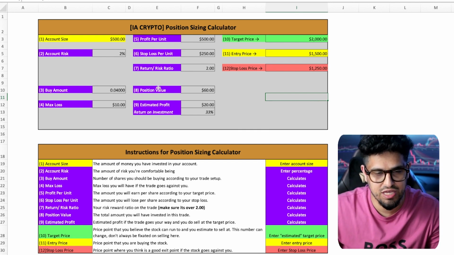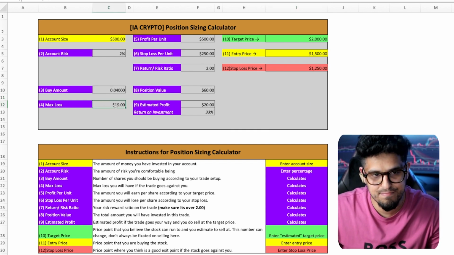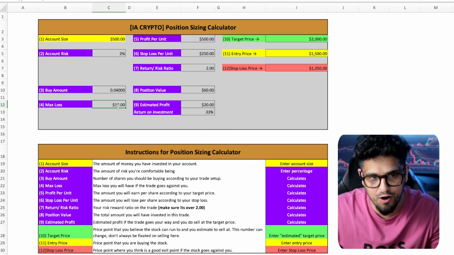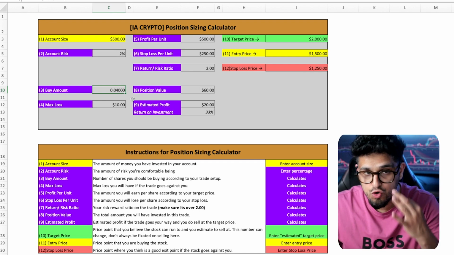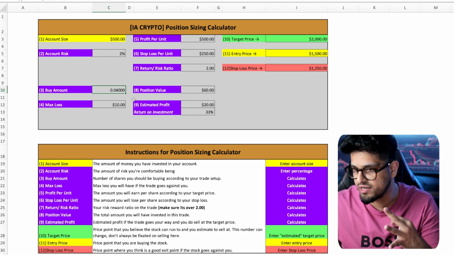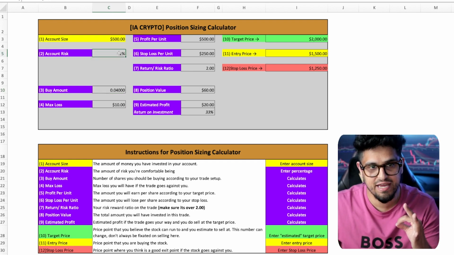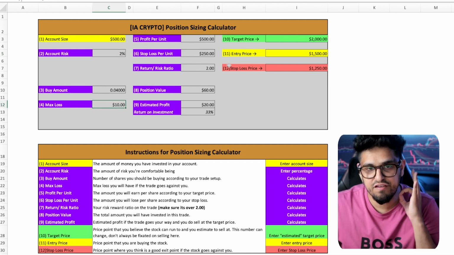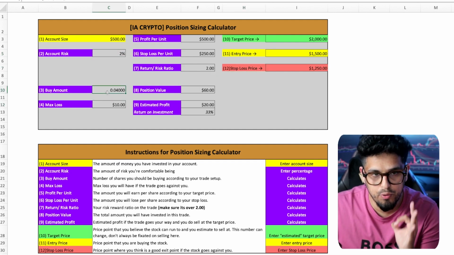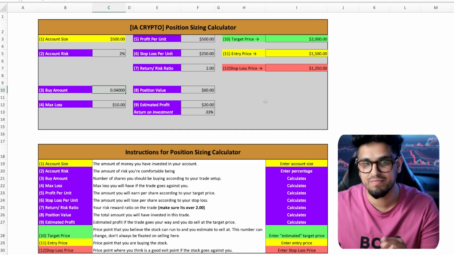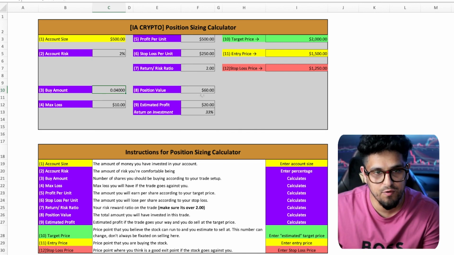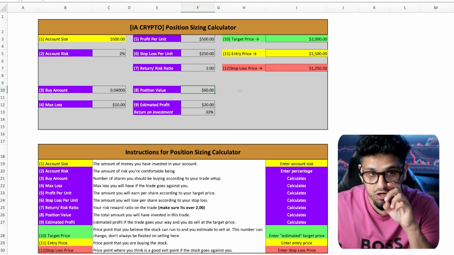Now you can look at all the other bits. What I now find out is that the maximum loss I can achieve right now on this position of buying 0.04. So it's telling me I can buy 0.04 Ethereum on this trade. So I can risk 2% of my account, which is $10, if it hits my stop loss by buying 0.04 Ethereum. It does all the work for you guys. So straight away, it tells me I'm going to buy $60 worth of Ethereum.